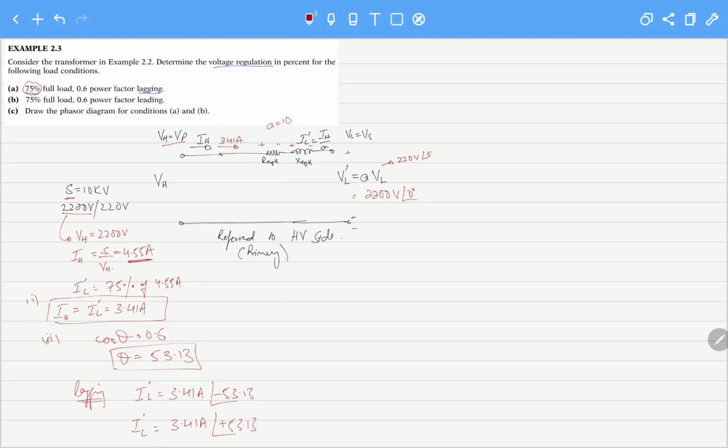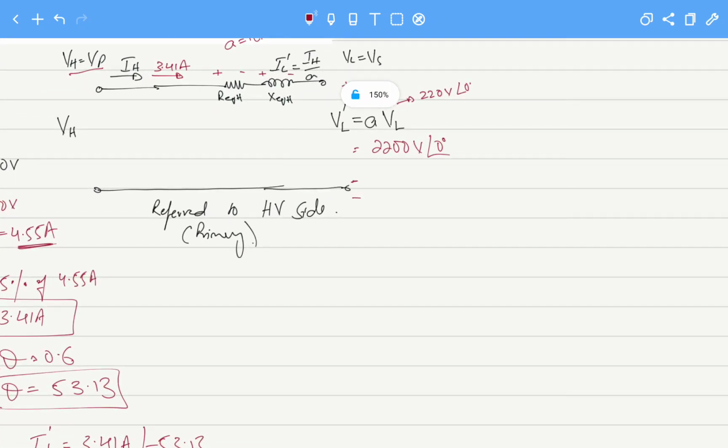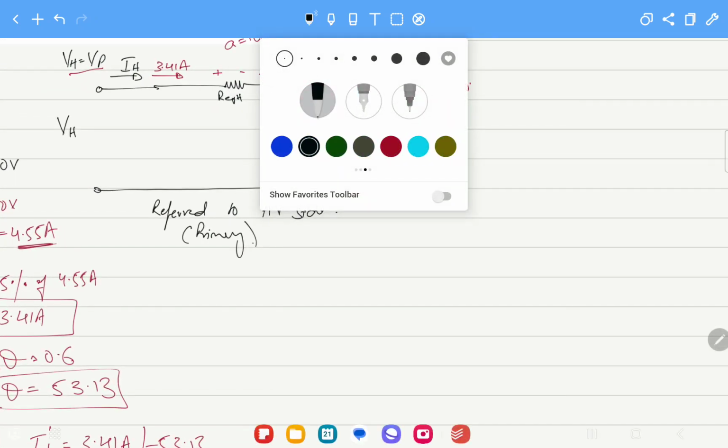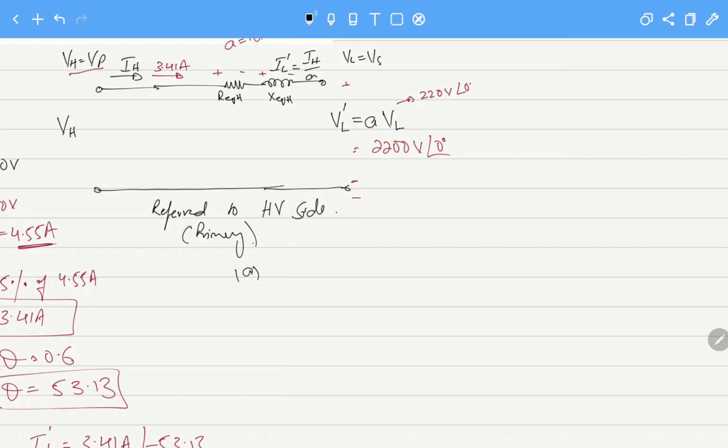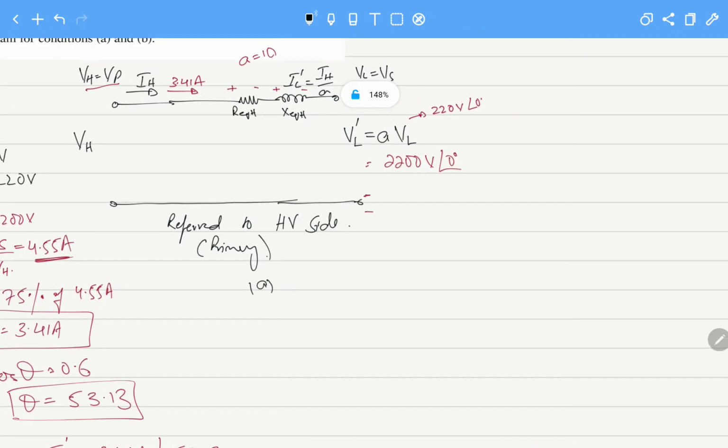Okay, so now the rest is easy. Let's try to solve part A. Part A says calculate the voltage regulation. As I have told you, we have to calculate this voltage. The formula for voltage regulation, in this case, when reflected to that side, is VH minus V dash L divided by V dash L.